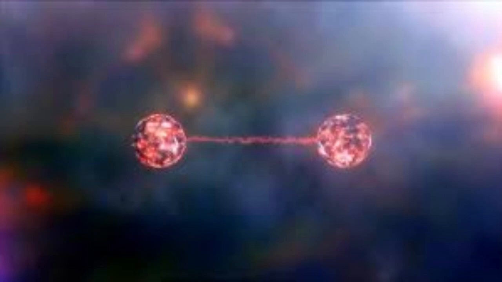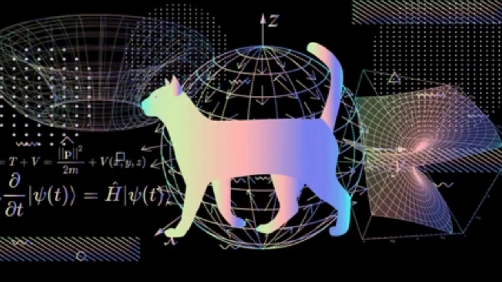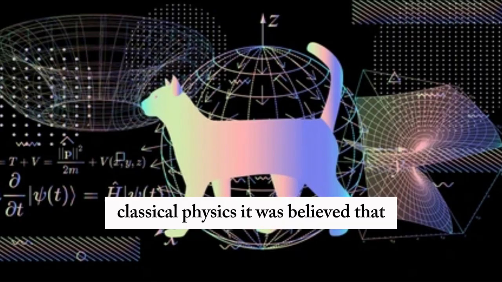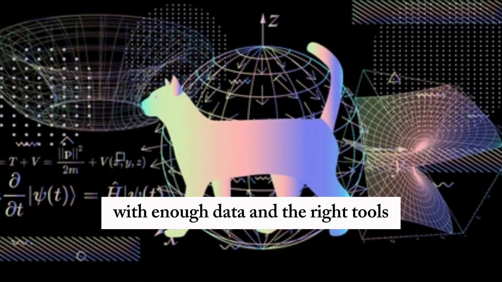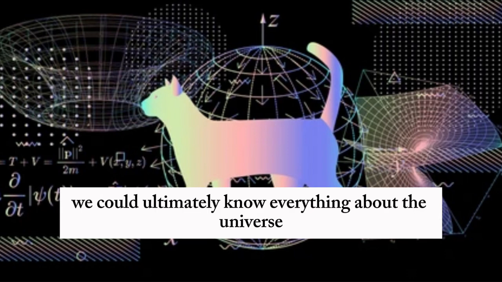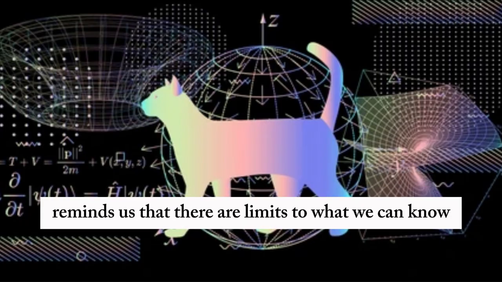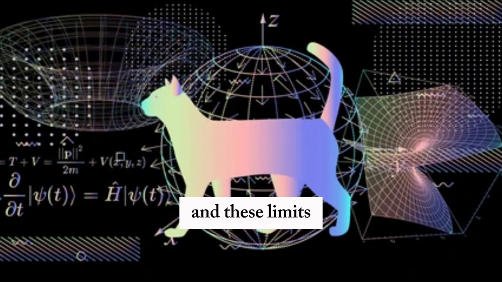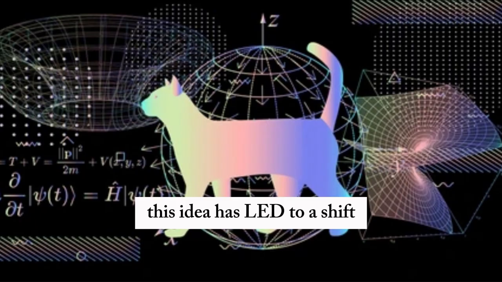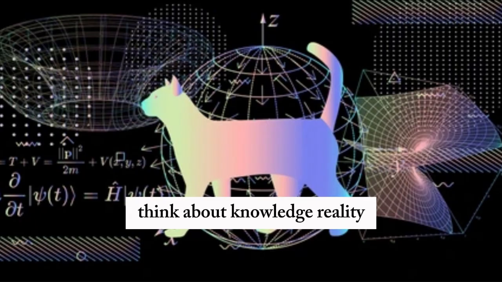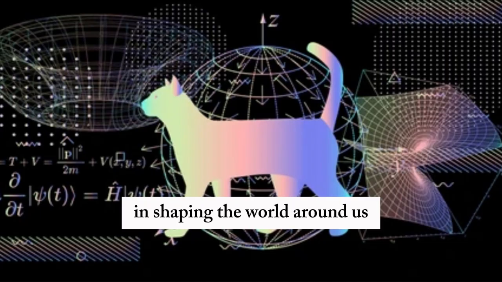Despite the many advances in quantum technology, the uncertainty principle also highlights the limitations of human knowledge. It suggests that there are aspects of reality that are fundamentally unknowable and that our understanding of the universe is inherently limited. This limitation has profound philosophical implications, particularly when it comes to our understanding of the nature of reality. In classical physics, it was believed that with enough data and the right tools, we could ultimately know everything about the universe. But Heisenberg's uncertainty principle reminds us that there are limits to what we can know, and these limits are an intrinsic part of the quantum world. This idea has led to a shift in how scientists and philosophers think about knowledge, reality, and the role of observation in shaping the world around us.